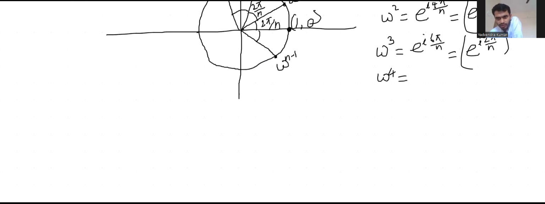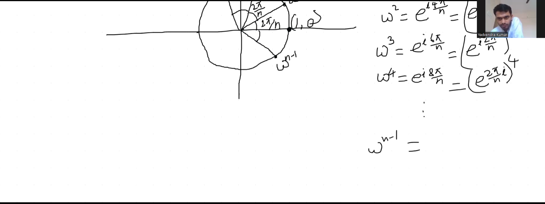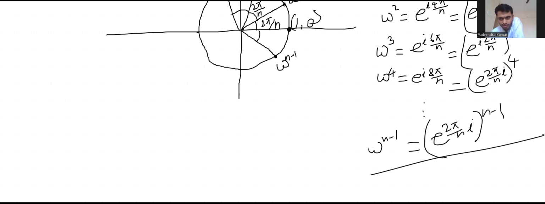So e to the power iota 8 pi by n, and it will come e to the power (2 pi by n iota) whole to the power 4. So last will be omega to the power n minus 1, which is (e to the power 2 pi by n iota) whole to the power n minus 1. So these are the roots of unity.